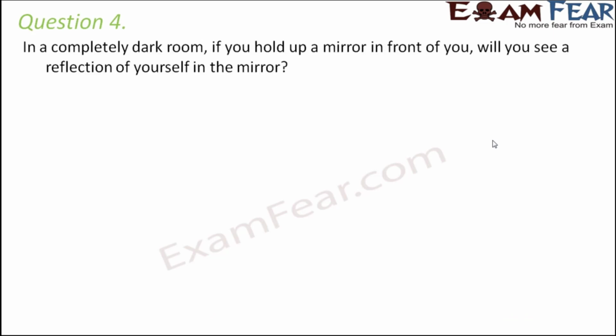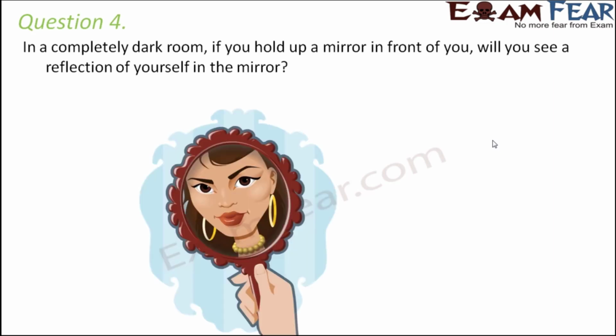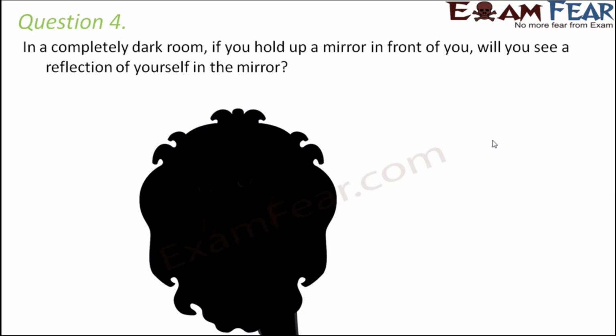Question number 4. In a completely dark room, if you hold up a mirror in front of you, will you see a reflection of yourself in the mirror? Of course not, because light is very much needed for reflection to take place. So if there is no light, what will happen? No light will actually fall on the mirror. So there will be no bouncing back of light. So there will be no image formation, and therefore we will not see our reflection in the mirror.